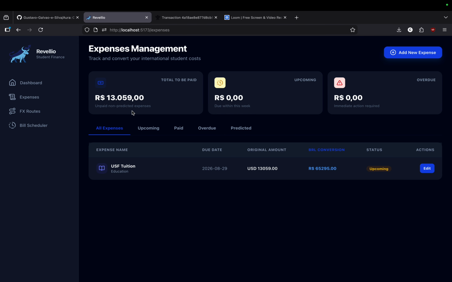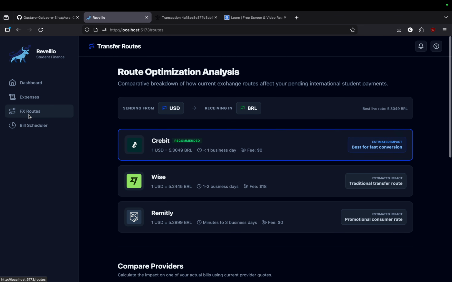And our next feature is going to be FX routes and the bill scheduler, and Kalyan is going to explain that. All right, sounds great. So, as you can see right here, the main purpose of the app is basically trying to figure out the best point at which we can convert a local currency to a foreign currency, and that includes also knowing the routes, the best, the fastest route and the cheapest route, right?